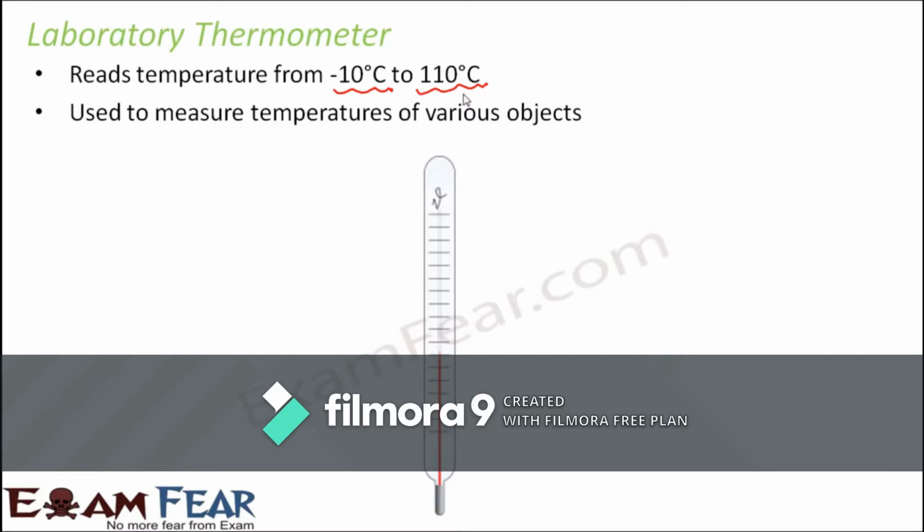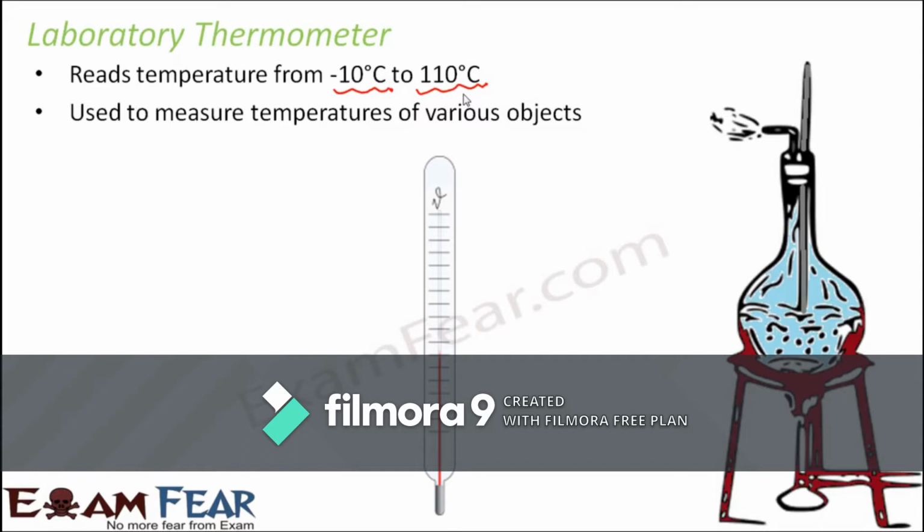So we will see that limitations a little later, that how laboratory thermometer is different from clinical thermometer and why it cannot be used to measure human body temperature. So this thermometer can be used to measure temperature of other objects, like maybe temperature of water, temperature of any other liquid, temperature of anything actually. You can measure using this laboratory thermometer.